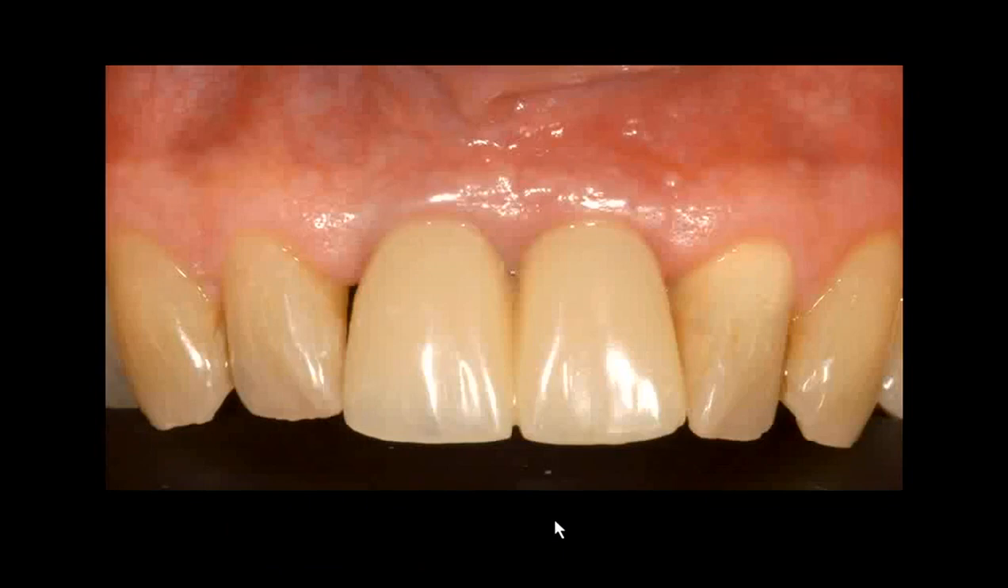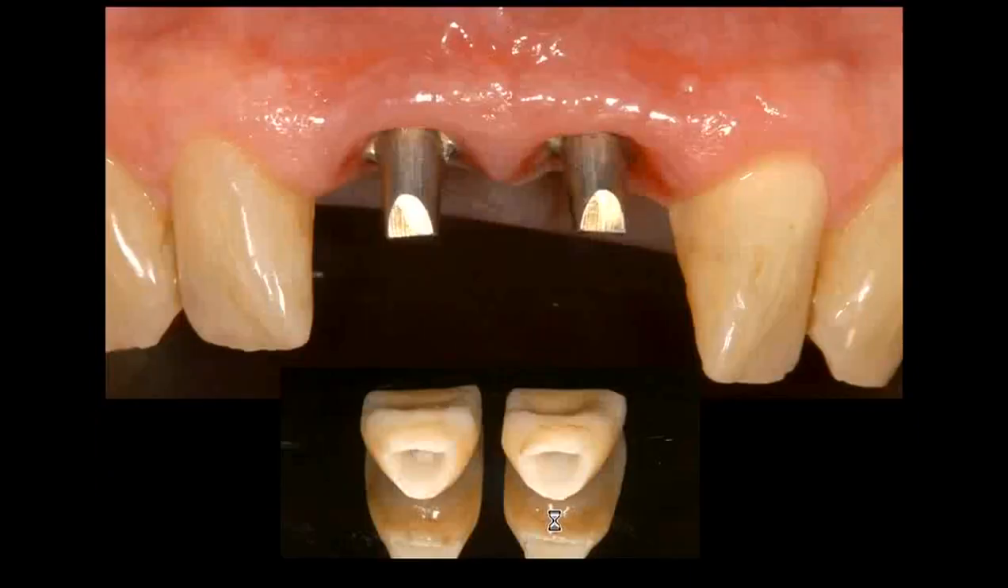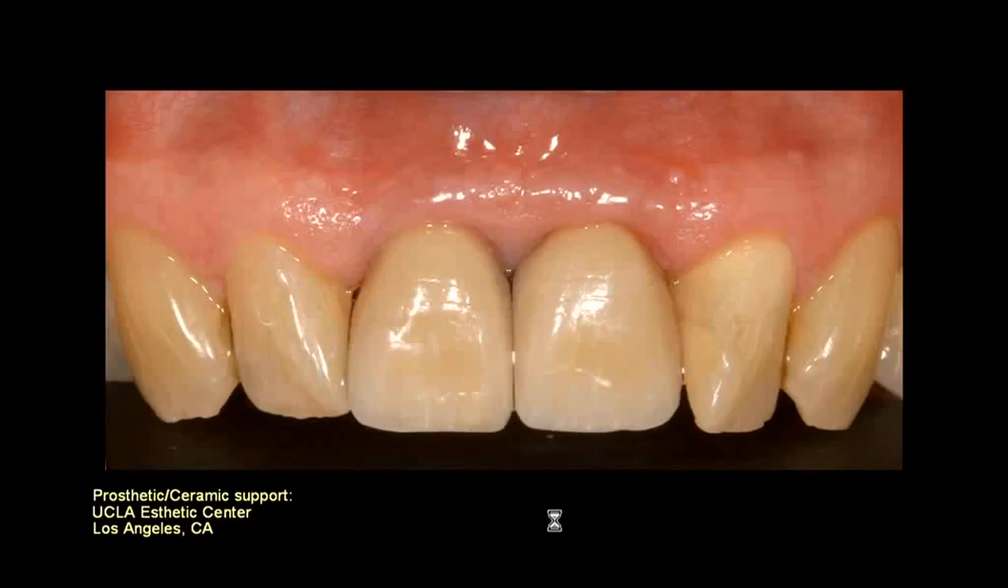Then, this is an immediate function concept, so without raising a flap, this particular case received a temporary prosthesis, crowns on the implants, with no function, no lateral forces, no contacts. Leave this in place for about 6 months, then we deliver the final crowns, which you see here.